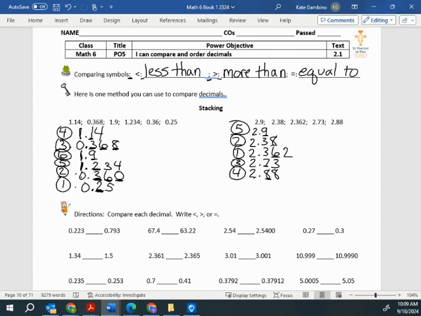Any questions on stacking our decimals, James? Do we have to stack? Like, can we just... For this, yes, we had to stack. Okay. So right on our notes, yes, everybody's practicing the stacking method.